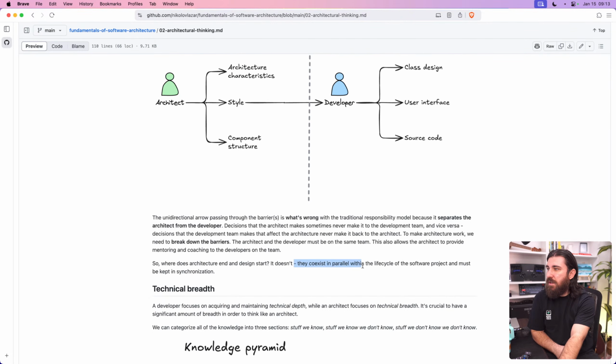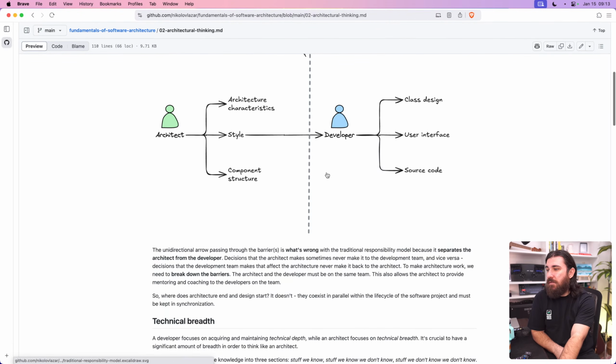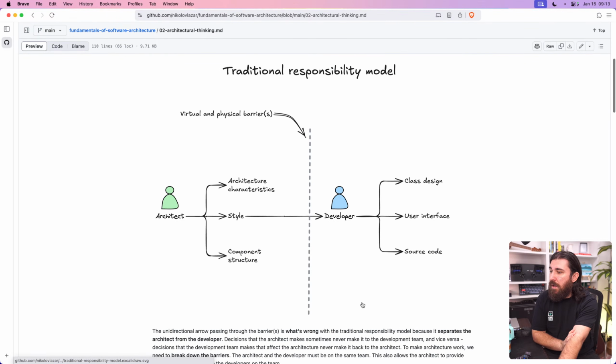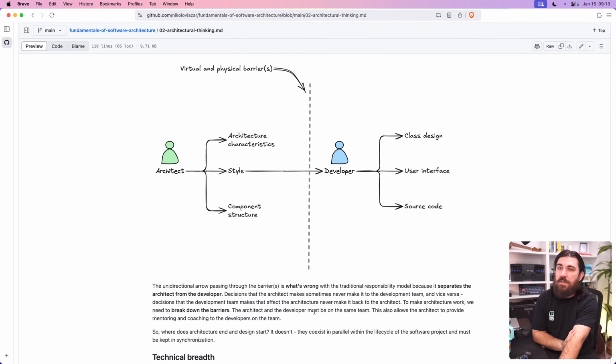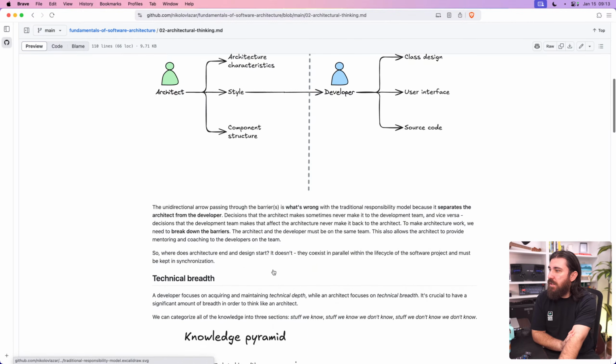Both architecture and design, or in this case development, coexist in parallel within the life cycle of the software project and must be kept in synchronization. The life cycle of the software project means it's not about the architect going in, designing the whole thing, and then getting out, and then the developers going in and taking the designs and working while the architect is someplace else. During the life cycle of the software project, both architects and developers work together in cohesion on the same project at the same time. So that's what this section is trying to tell us.